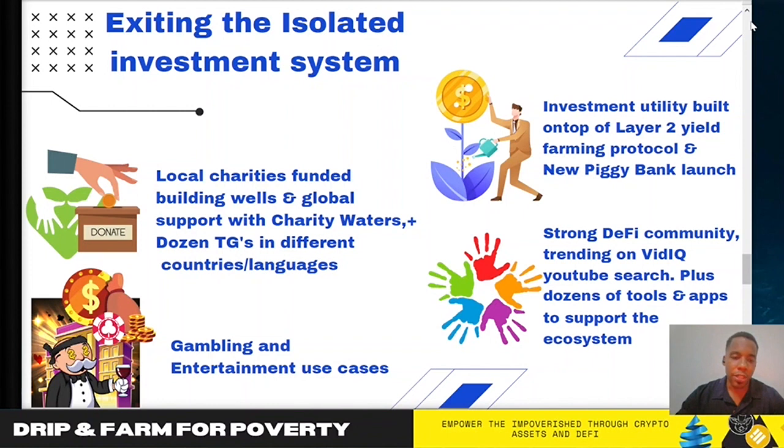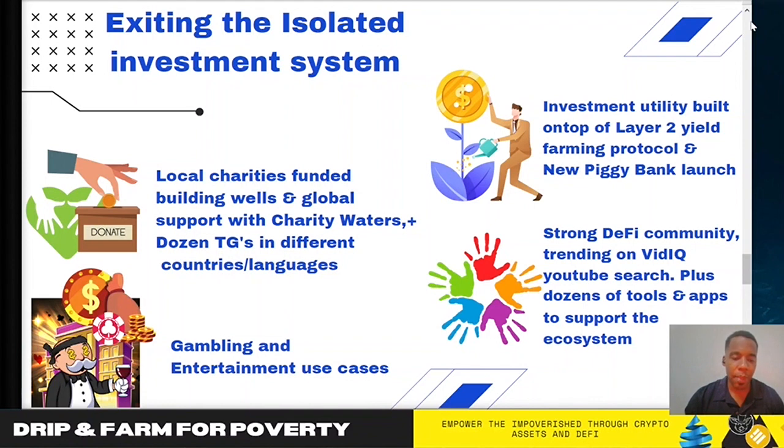Another large YouTuber, Jonathan on Drip Farm, has partnered with Charity Waters to donate 1 claim per month with his members, and that goes straight to funding and building wells in other countries as well. Additionally, there are more than a dozen Telegram groups in different countries and different languages, all with different use cases and charities that they're supporting as well.